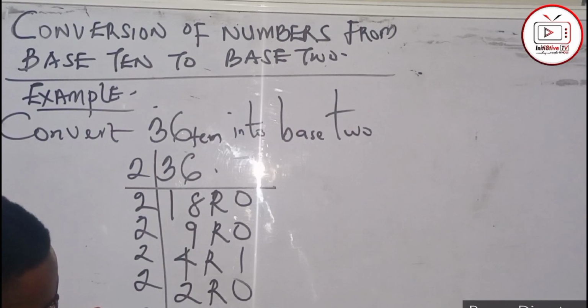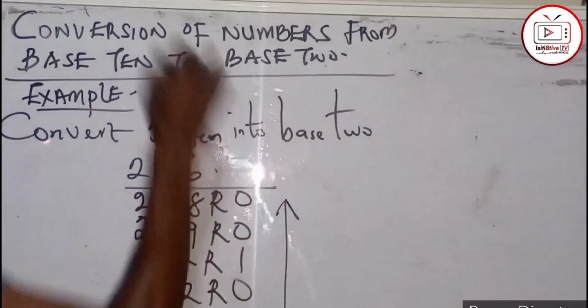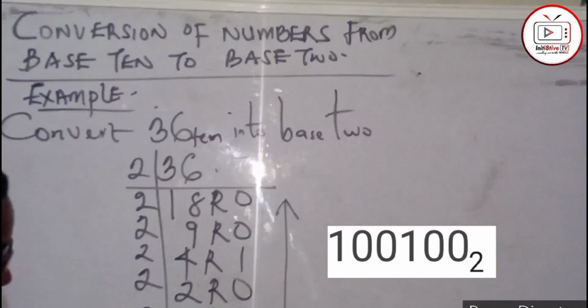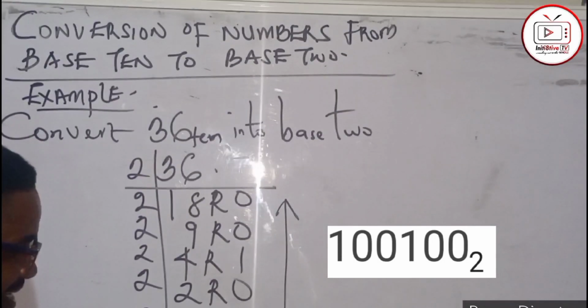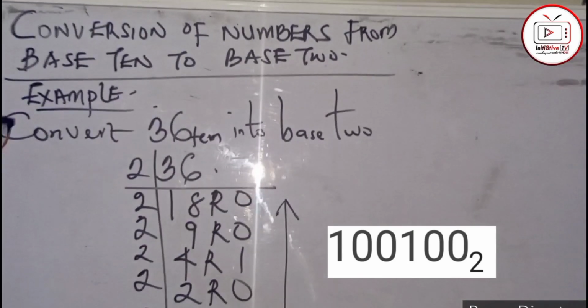And we'll bring down this 1. That gives me 1. So I take my answer this way, meaning my answer is 1, 0, 0, 1, 0, 0. This is base 2. We have just converted 36 base 10 into base 2.